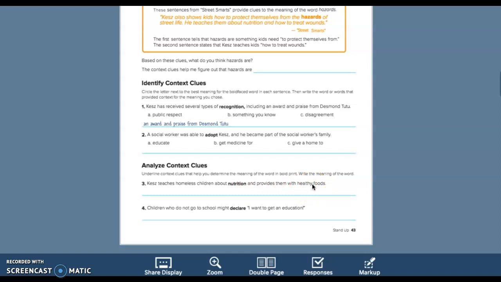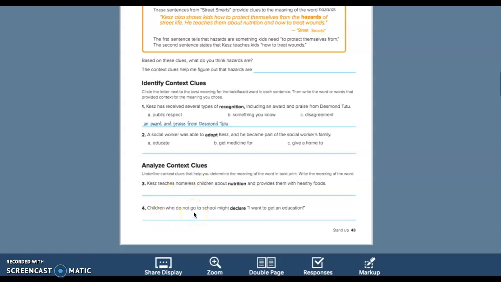Underline the context clues that you determine the meaning of the word in bold print. Write the meaning of the word. Probably healthy foods. So nutrition is like the way we eat and taking care of our bodies by eating healthy foods. Okay, you're going to write something like that there.